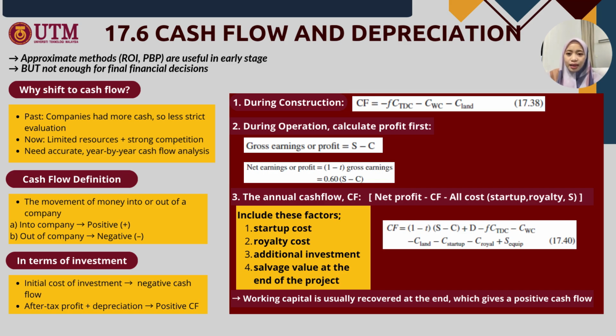Okay, next, depreciation is added because it is a non-cash expense, but it still reduces tax, so it increases cash flow. For the complete cash flow equations, we also include other factors such as the startup cost, royalty cost, additional investment, and also the salvage value at the end of the project. Working capital is usually recovered at the end, which gives a positive cash flow.